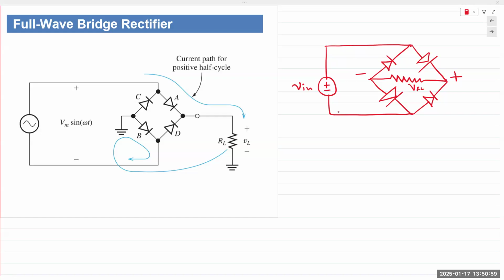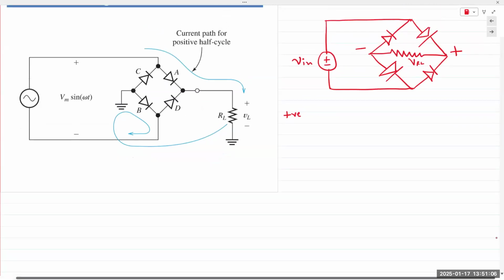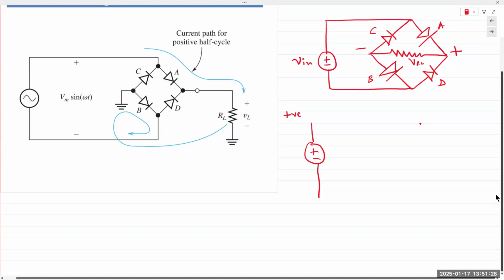So let's analyze this. Positive half cycle. What will happen in the positive half cycle? Which diodes are on and which are off? This is A, B, C, and D. Is A on or off? It's on. How about B? On. C, D? C, you already know.